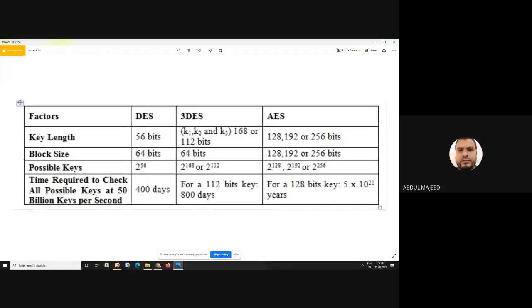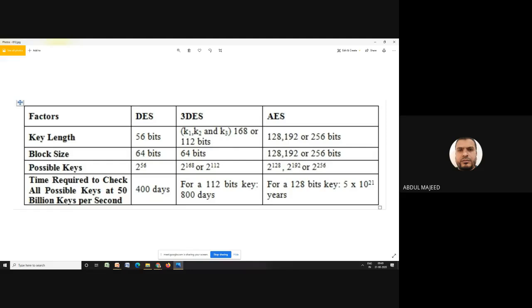So we want improvements in the key size so that no one can break your code. That's why they have introduced triple DES. It means the DES algorithm is repeated three times, so the key size also gets multiplied by 3.